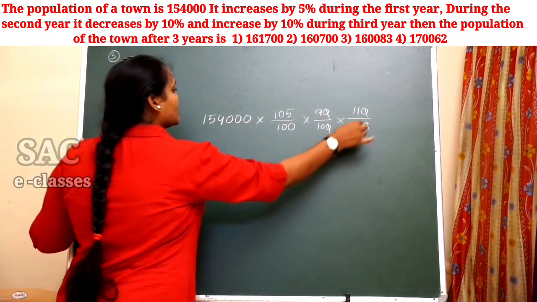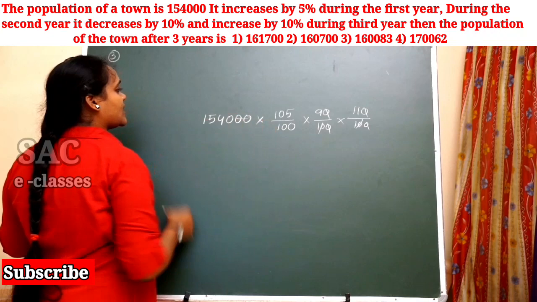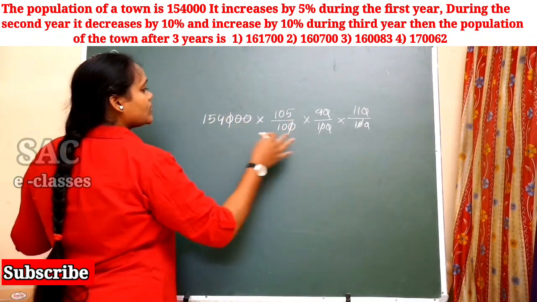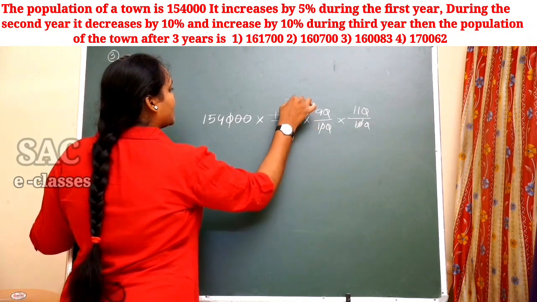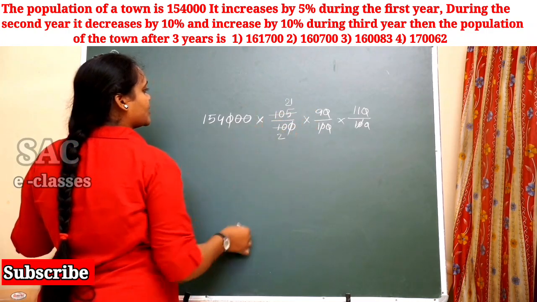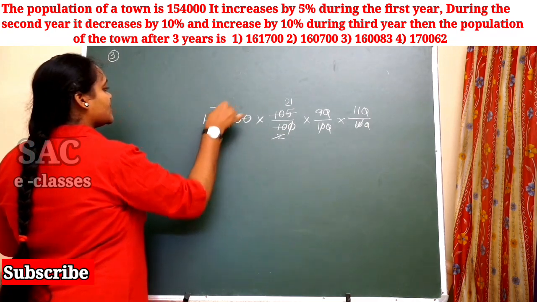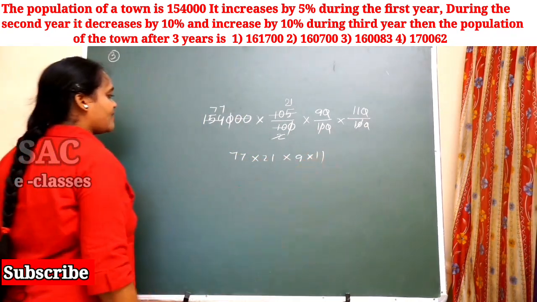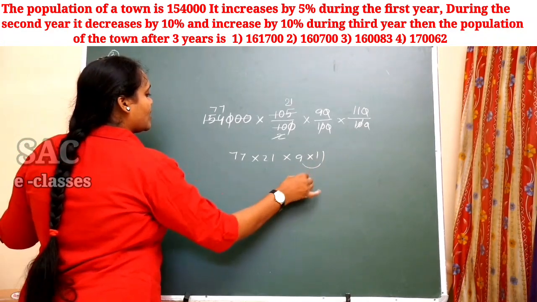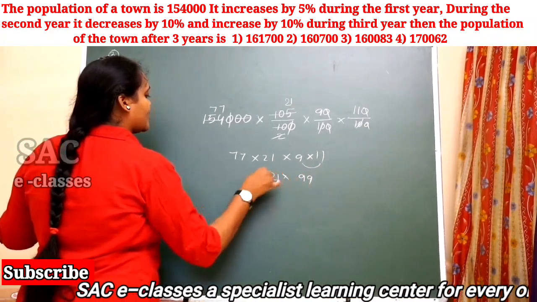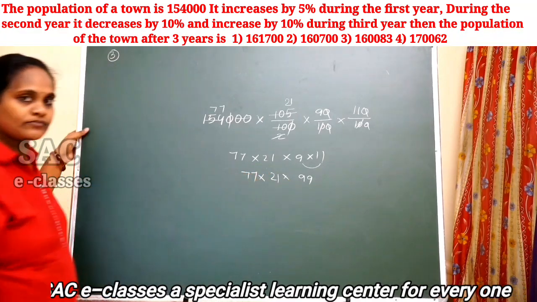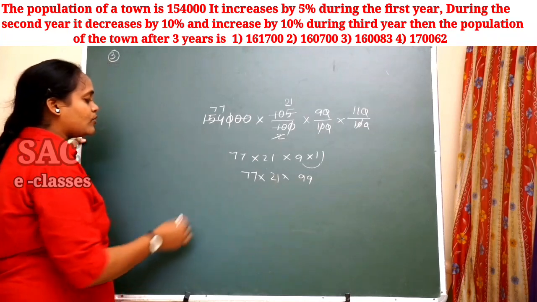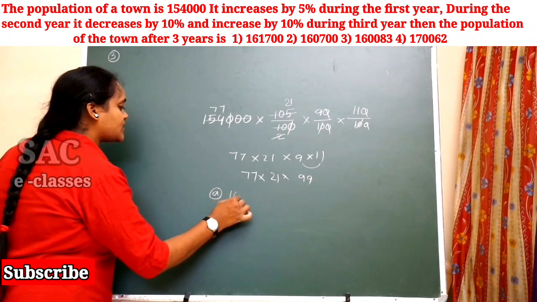Any simplification is there? Do it. These two zeros get cancelled. Still here 0 and here 0. No zeros but 10 is there. So let us write it is 21 times and it is 2 times. Still 2 times and 77. 77 into 21 into 9 into 11. Very big value. So maybe 9 into 11, 99, you can do that. 21 and 77, like this is there. Actually, before multiplying this big value, let's have a look at what options they have given.